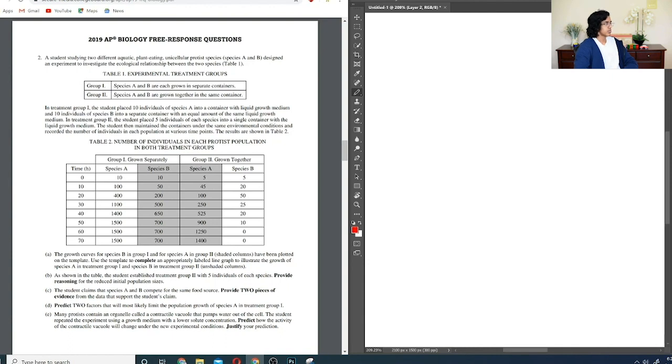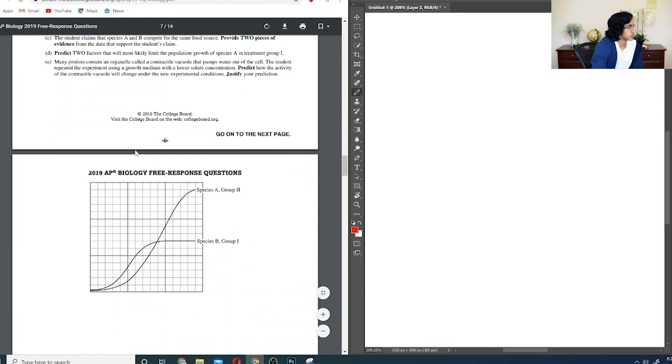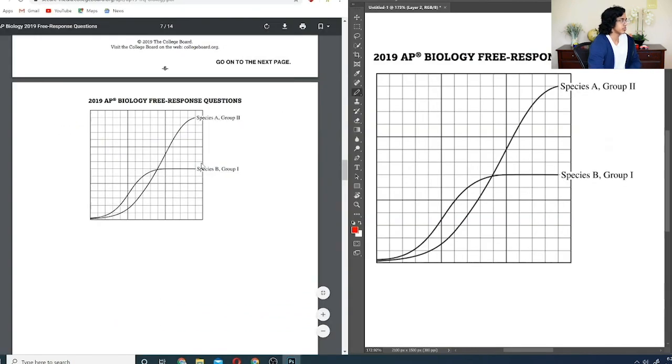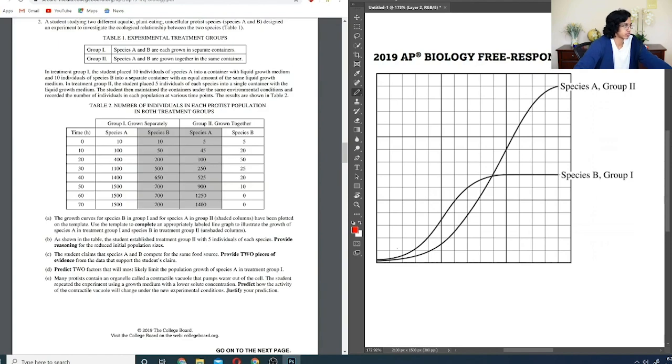Growth curves for species B in group 1 have been plotted on the template. Use the template to complete an appropriately labeled line graph. Very nice. Let's snip tool this in there. Alright, and then what do we got to do? So it basically wants us to add the other growth curve. So for group 1, species A, it starts at the same place, but it ends at a much higher value. And this over here is 1400, so it should go all the way to the top.